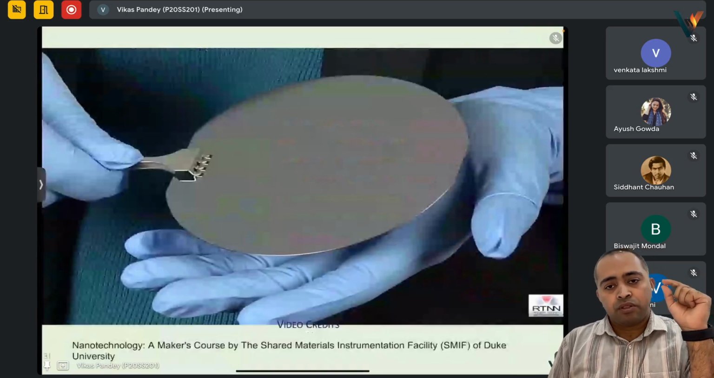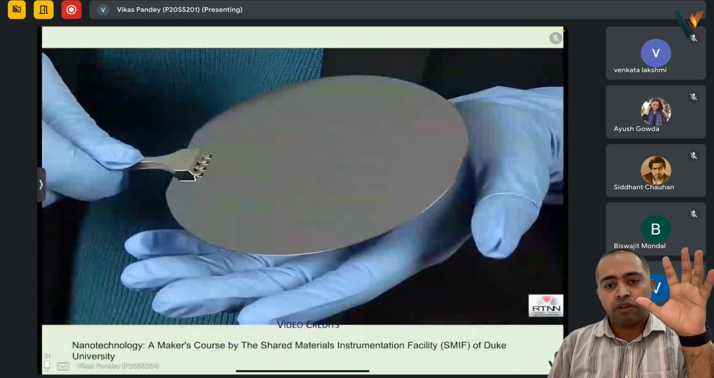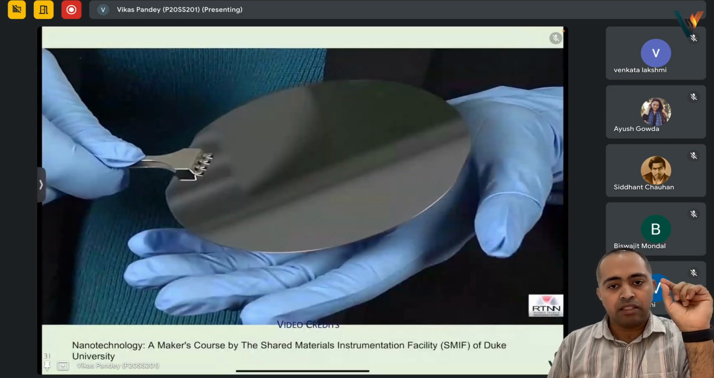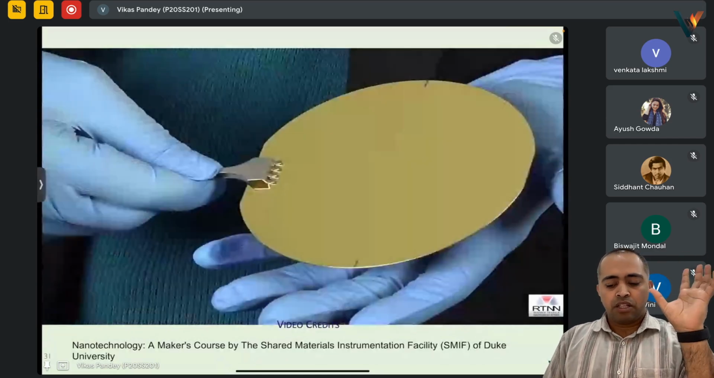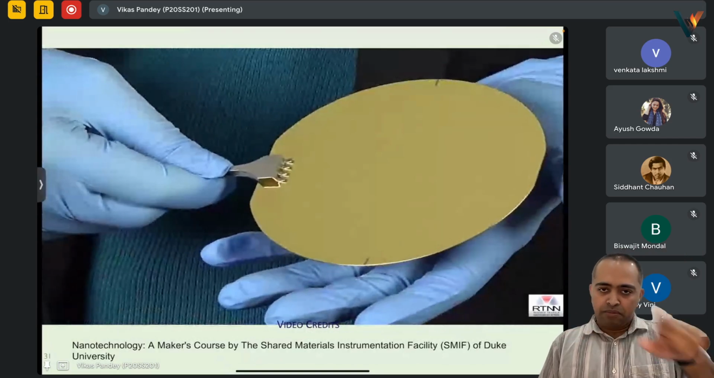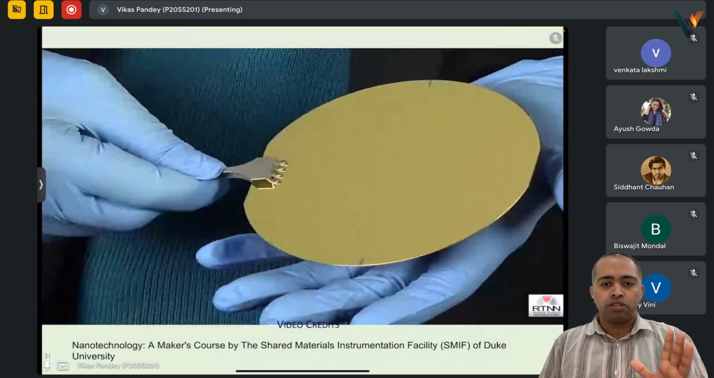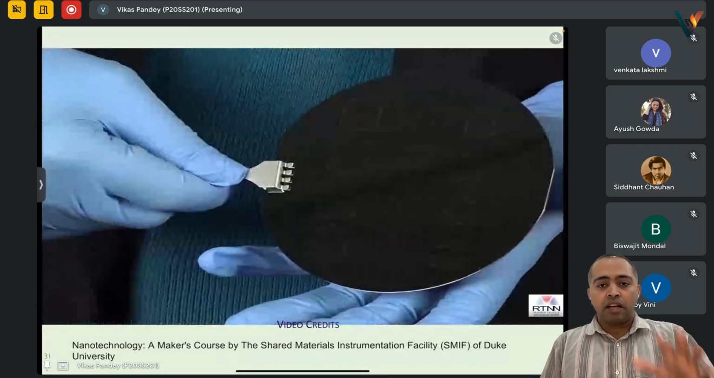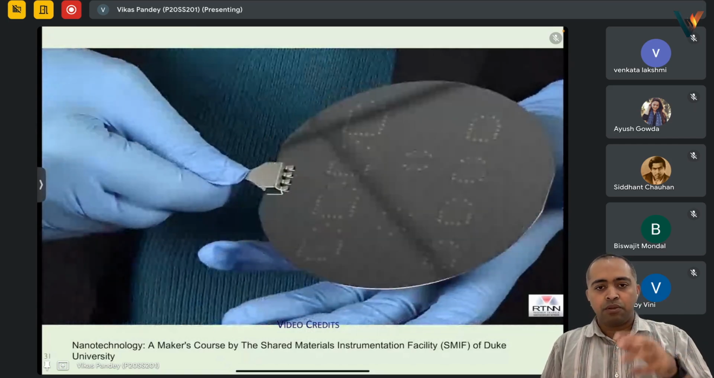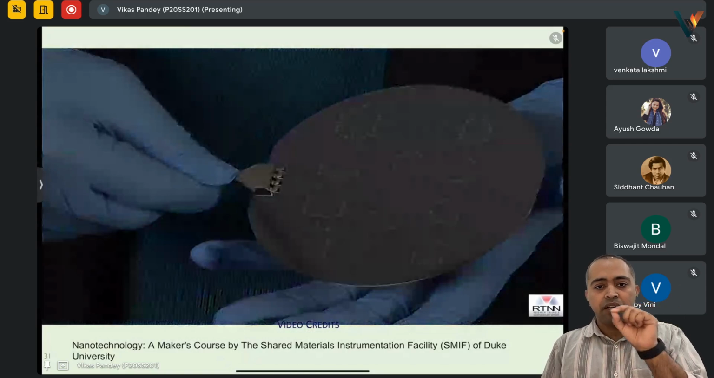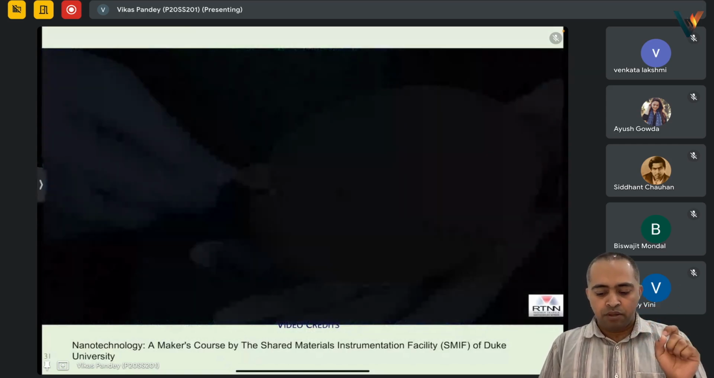So if you see, the starting wafer used to look like this. This is a silicon wafer. On it, some material is coated. In this case, gold is coated here. And then after the whole patterning is done, these are the patterns that you see.